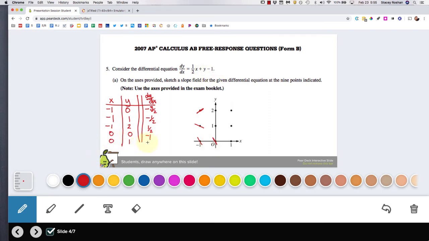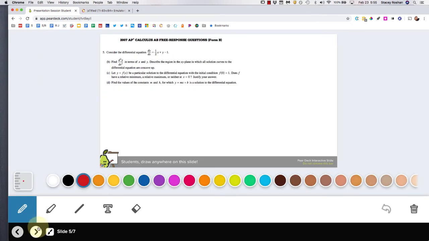0, 1. 1 minus 1 is 0. So that's going to flatten out, and make sure you draw that in. 0, 2 would be a slope of 1. 45-degree line, slope positive. And then I'm going to draw in the rest without talking it all out because hopefully you get the point. It's just plug it in. There's no faster way to do that. All right, now on this part B of the same problem, I just needed more room.